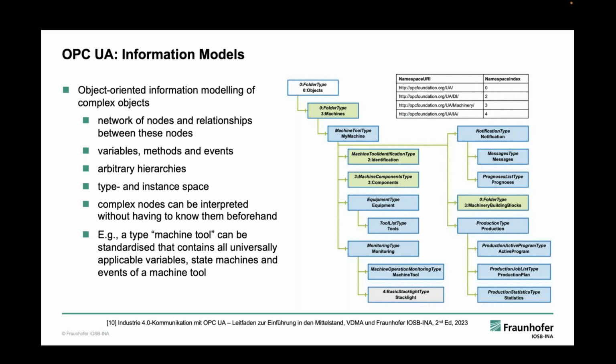For instance, on the right, we see an example from our guideline with the VDMA for a machine tool information model. Such an information model can be standardized and contain all universally applicable variables, state machines, or events of a machine tool. And that's the whole idea, right? Standardizing such information models, not reinventing the wheel over and over again, using the same information model parts or elements for different devices and, of course, machines of different vendors.